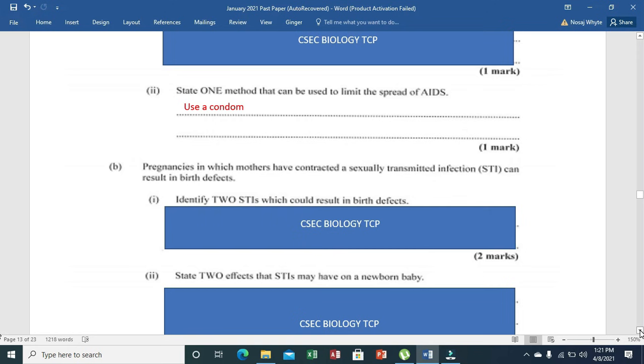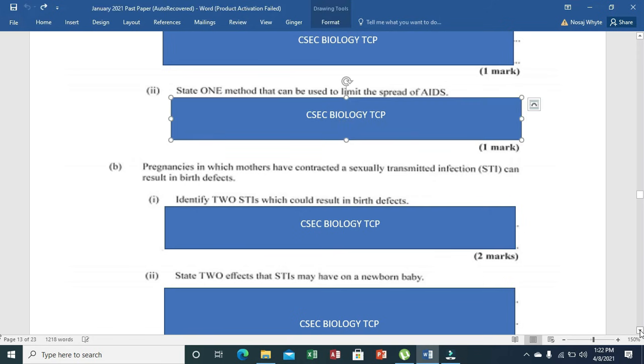Now, the other question: pregnancies in which the mother has contracted a sexually transmitted infection, STI, can result in birth defects. We are tasked to identify 2 STIs which could result in birth defects. Now we know a lot of STIs. We know gonorrhea, we know AIDS, we know syphilis, and the list goes on and on, herpes, and a whole lot. Alright, so let us look at what my answer is here, which of course might not be yours, but make sure that you can substantiate your answer. So let us go. I'm going to be looking at mine.